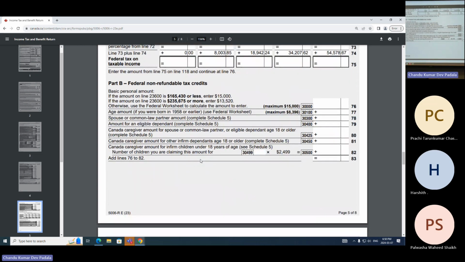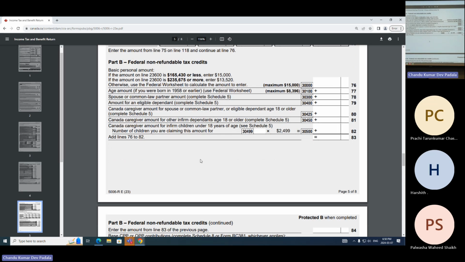Then you calculate the amount you pay, and you're going to have your different credits. The credits are going to reduce the amount that you pay. Everyone gets a $15,000 deduction or a credit, basically. So the first $15,000 of income that you earn is going to be tax-free. And then there's other credits that you can get as well. If you have a dependent, you'll get a credit.